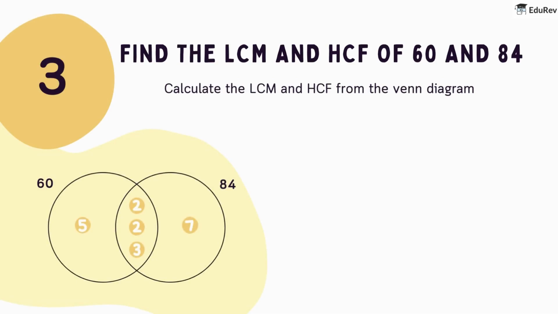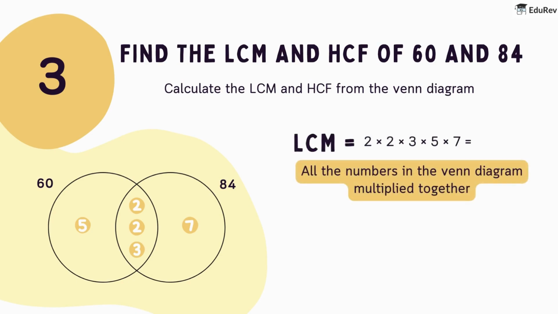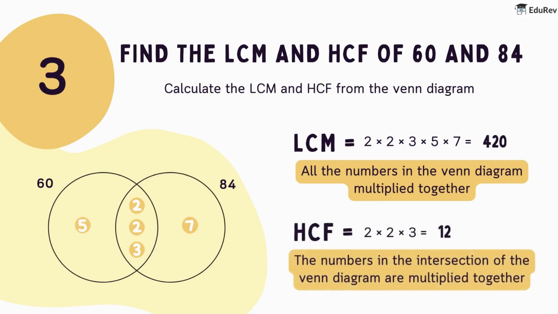Now, calculate the LCM and HCF from the Venn diagram. Here, LCM is found by multiplying all the numbers in the Venn diagram. So, by multiplying all these numbers, LCM is equal to 420. For HCF, the numbers in the intersection of the Venn diagram are multiplied together. Hence, HCF is equal to 12.